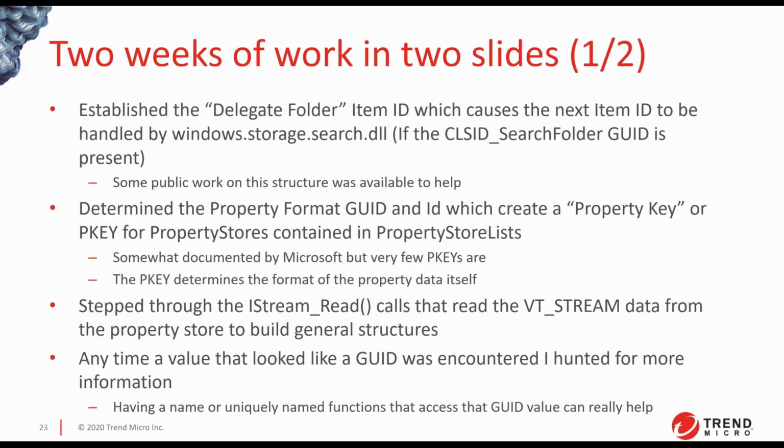They basically said, oh, this is stream data. There's some interesting strings in here, but we don't really know what's in here. So that's where I really started to buckle down and flesh everything out. Anytime a value that looked like a GUID was encountered, I hunted for more information. I Googled, I would check the Windows SDK, and occasionally I would look at some source code that may have come out many years ago that is potentially helpful. But we won't elaborate on that.